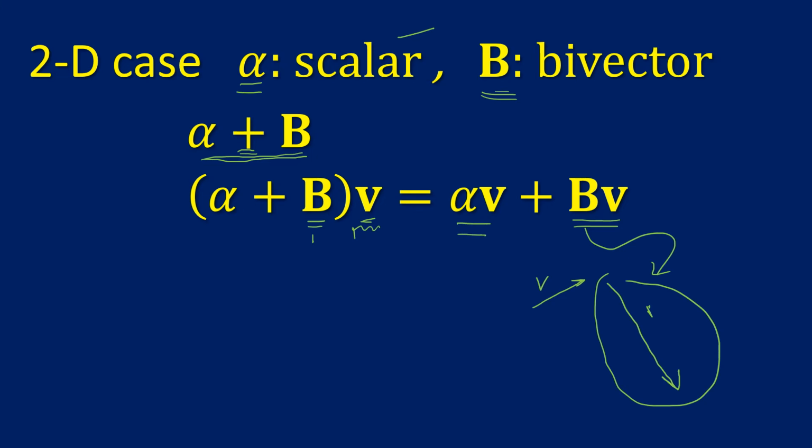Alpha times v, of course, is another vector. So what has happened here? Well, by multiplying this sum by a vector in the two-dimensional case, we get another addition here, which is nothing more than this familiar addition of vectors. So this addition of scalar and bivector has morphed into vector addition.